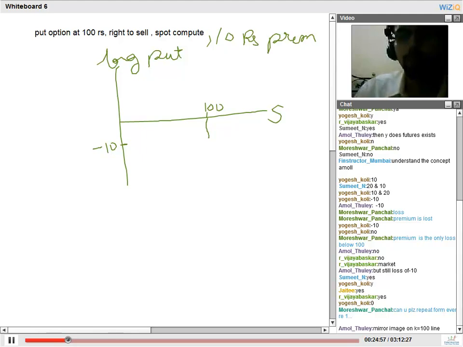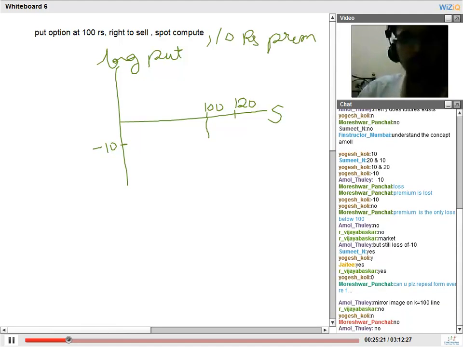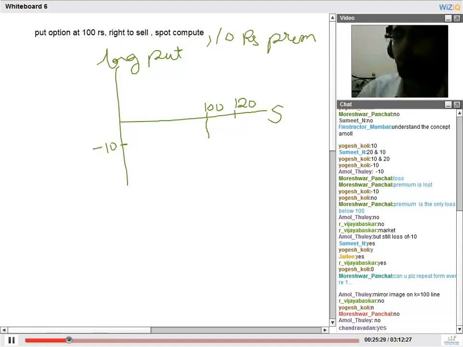Now let's assume the stock ends up at 120. He has paid 10 rupees to have an option with him to sell the stock for a price of 100 rupees. Will he exercise the option? Will he sell the stock to the counterparty at 100 rupees or will he sell it to the market at 120? He'll sell it in the market at 120, so the option goes unexercised. If the option goes unexercised, what does that mean? That means he loses his premium. So again, 10 rupees he will lose.